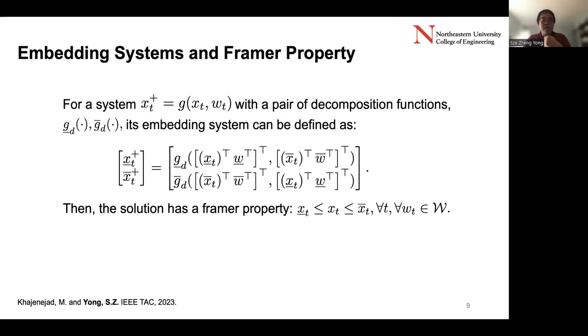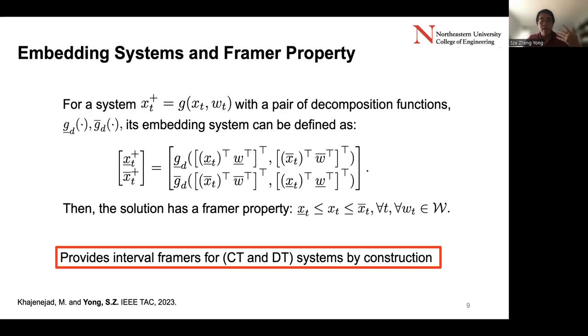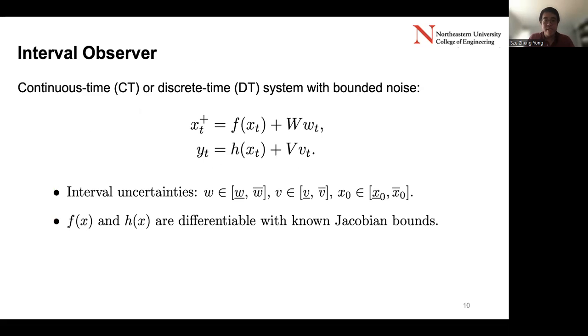What we can show is that if we write down the embedding systems, then we automatically have this framer property, which means that the true state of this continuous time or discrete time system will always be within x under bar t and x upper bar t that we compute as a solution to this embedding system. So what this again is saying is that we can actually find interval framers for continuous time and discrete time systems simply by construction. By constructing these embedding systems, we can do that. So we don't need to add any additional constraints to make this happen.